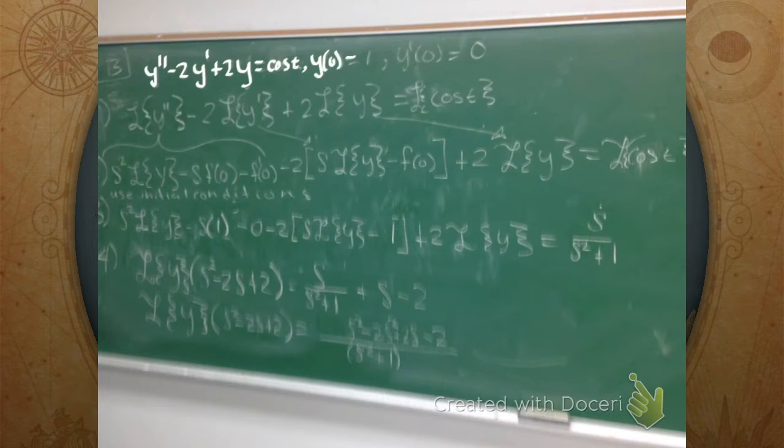We had y double prime minus 2y plus 2y. Oh, there should be a prime on there, shouldn't there? Oh, there was. And that's equal to the cosine. And the initial values that they give us is y of 0 is 1, and y prime of 0 is nothing.